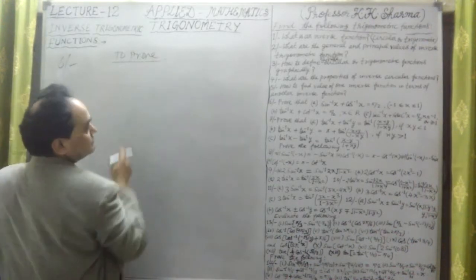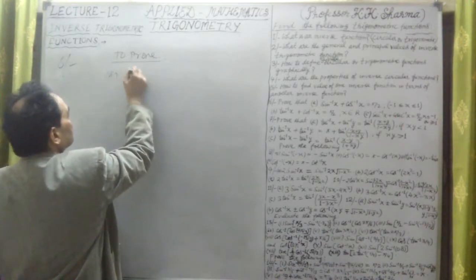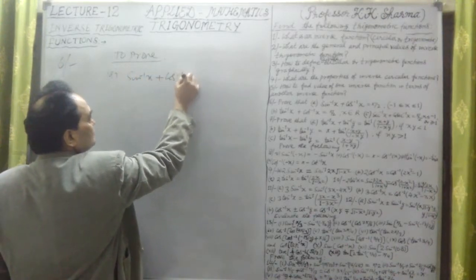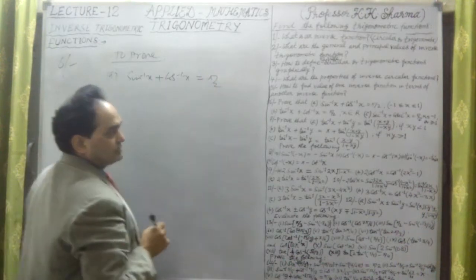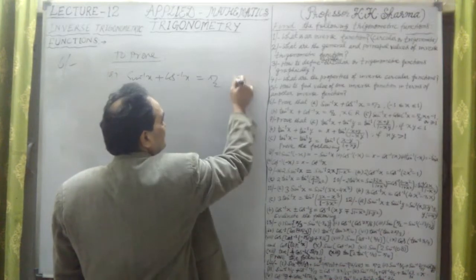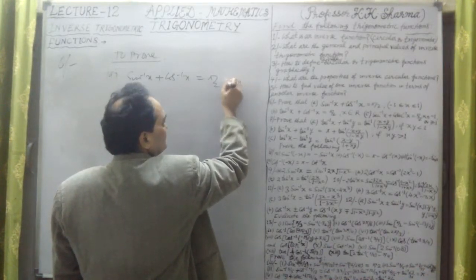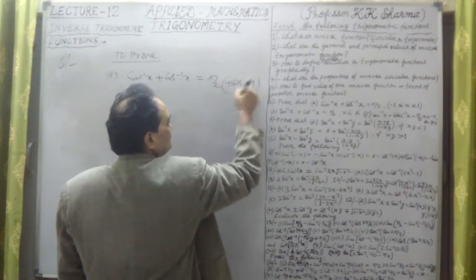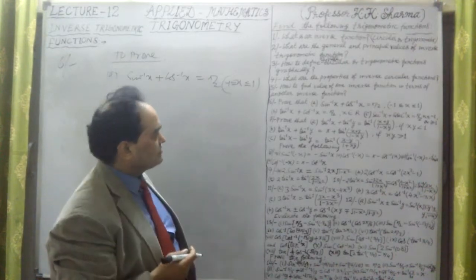What we have to prove here: first is part A. This is sin inverse x plus cos inverse x equal to pi by 2. Here, x is lying between minus 1 and plus 1. X belongs to the interval greater than or equal to minus 1 and less than or equal to plus 1.